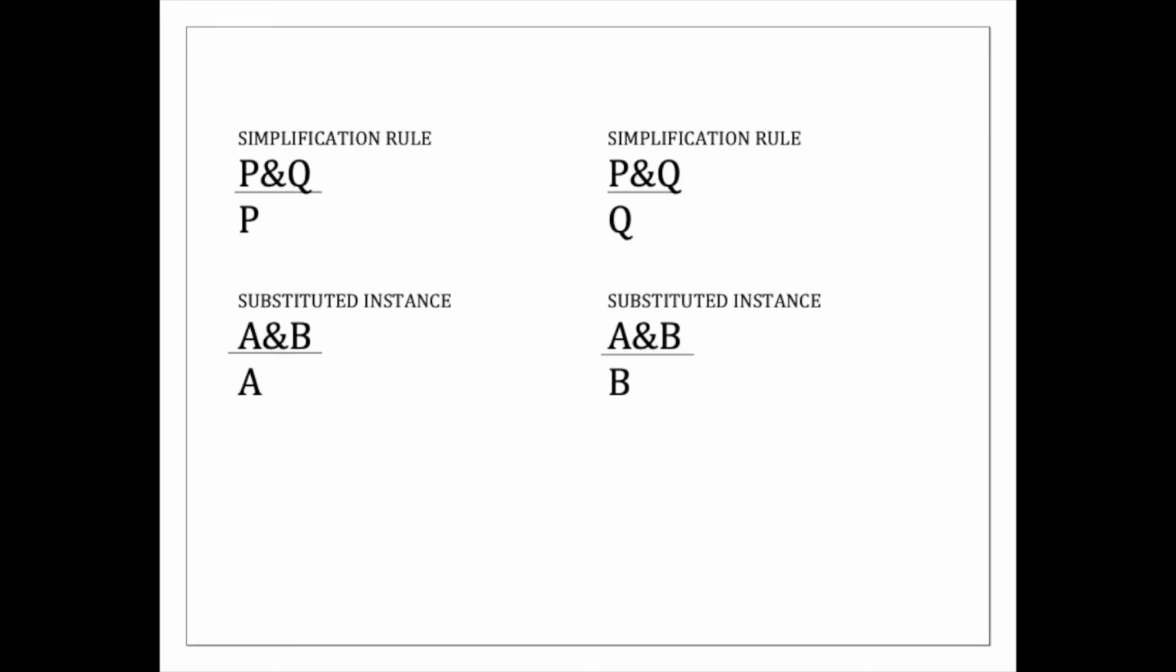See the form, P and Q. From the conjunction, we can infer P. Also, we can infer Q. Notice the substituted instance, A and B. We can infer A, and we can also infer B.